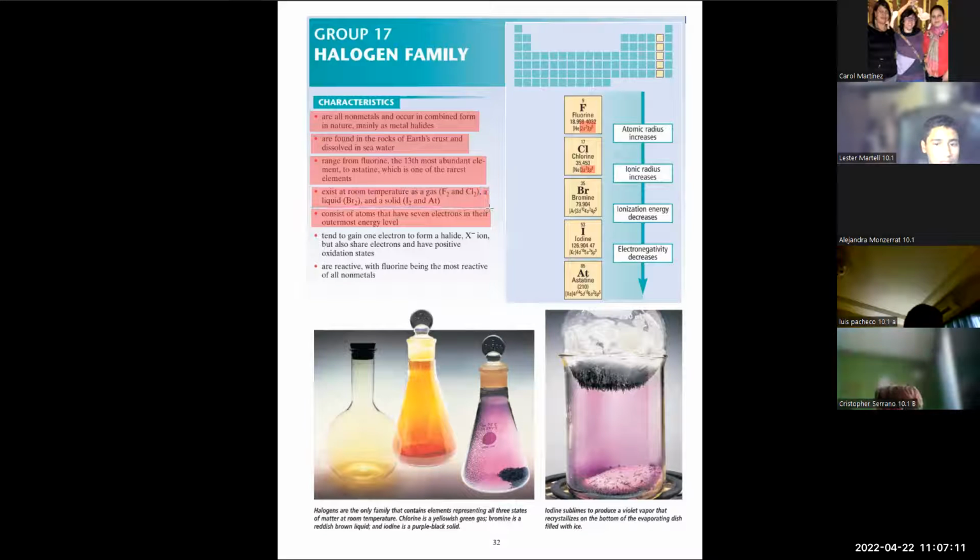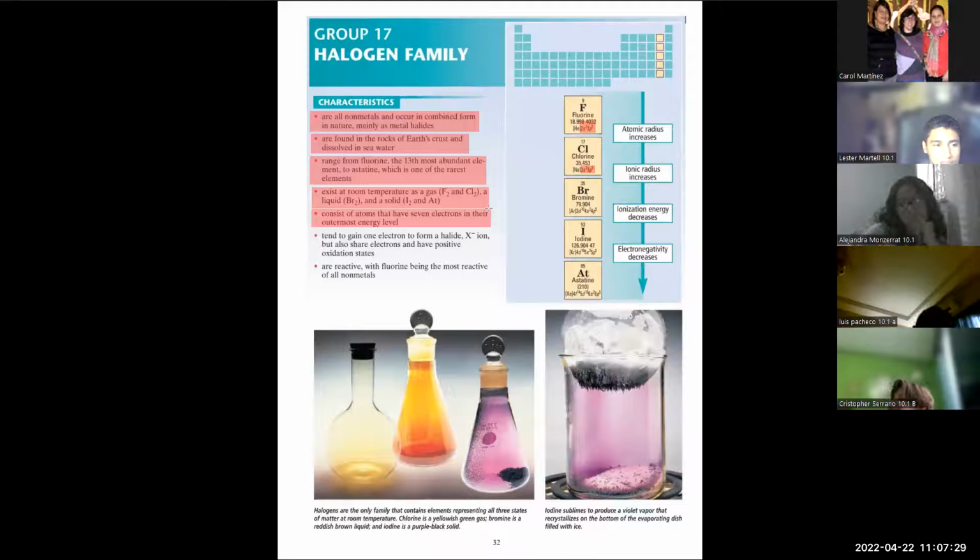They exist at room temperature. Room temperature is the temperature that you have right now next to you, surrounding you. That's the room temperature. So at room temperature, they exist as a gas, like fluorine and chlorine, or liquid, like bromine, or like a solid, like iodine and astatine.